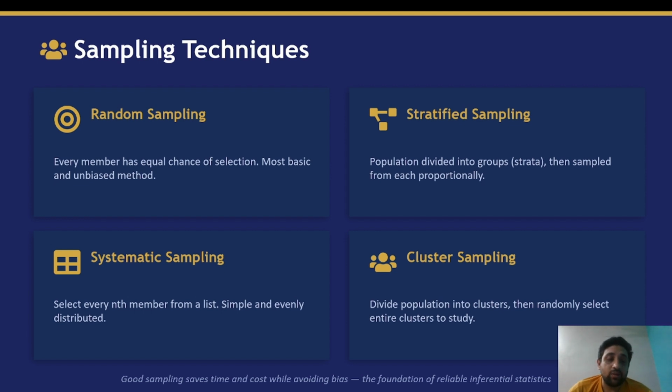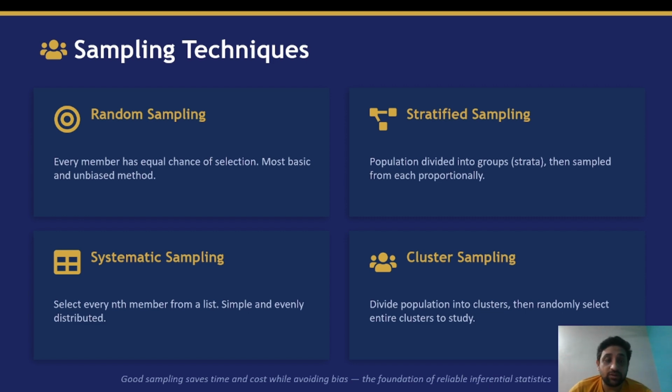Cluster sampling divides the population into clusters and selects entire groups randomly, which is useful for large and geographically spread populations. Good sampling techniques are essential because they save time and cost while ensuring reliable results.